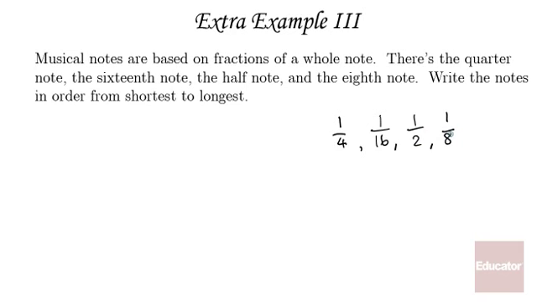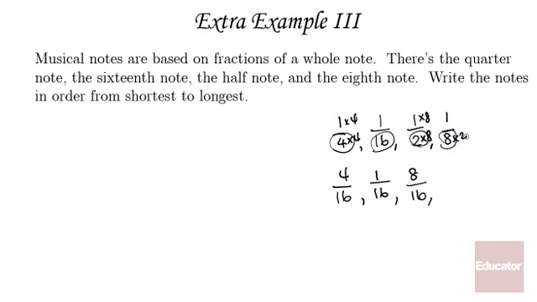So we have all fractions here, and we want to compare them. We could make all of the denominators into 16. 4 becomes 16 when you multiply by 4. 1/16 already has 16 as a denominator. 2 becomes 16 when you multiply by 8. And 8 times 2 will become 16. So now it's easy to compare.